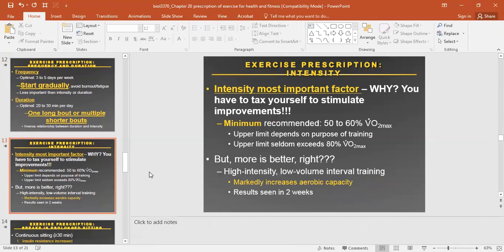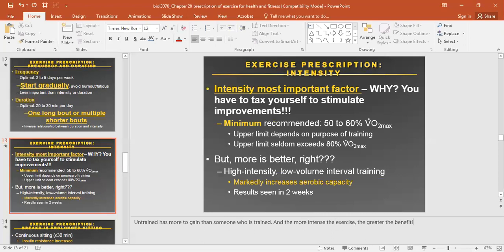What is the most important factor in exercise prescription is intensity. And this is important because you have to tax yourself to stimulate improvements. Someone who is untrained has farther to go, has more to gain than someone who is already trained. And the more intense the exercise, the greater the benefit.